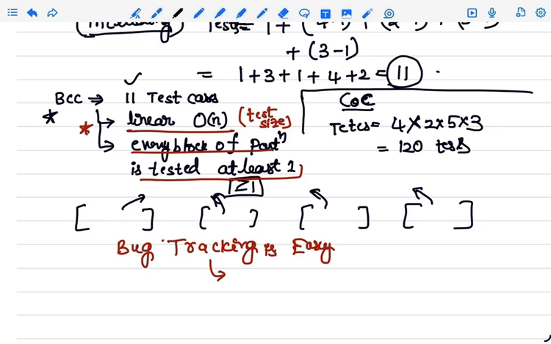Why? Because one parameter at least means greater than or equal to, that means particularly one parameter from each block, right? So we are testing one parameter from each partition, so it is easy to track the bug. If any test case contains any failure or bugs, that can be easily tracked by using this method, BCC.